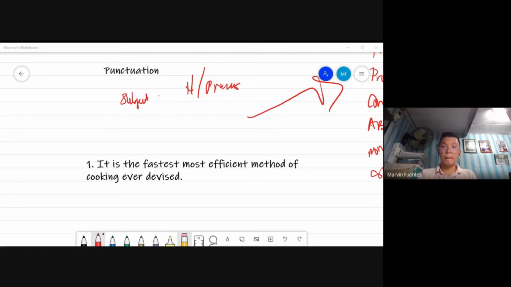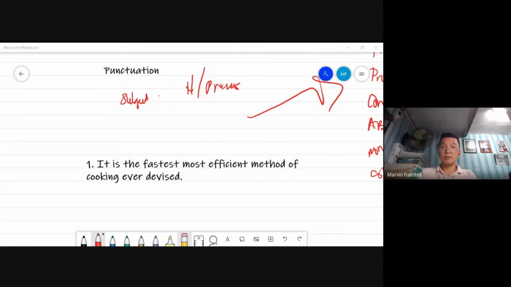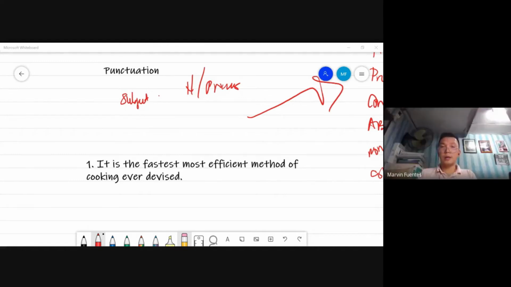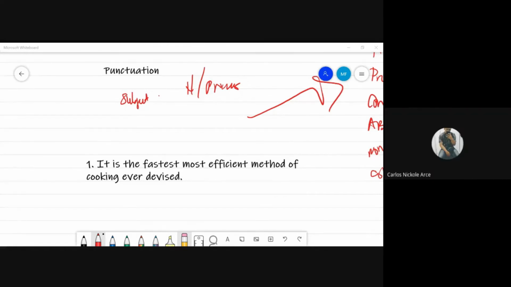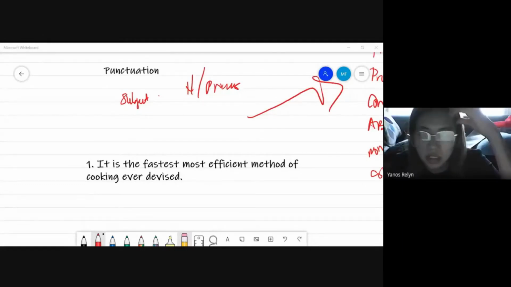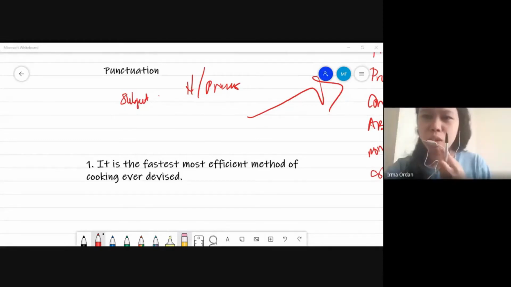Hello? Wala bang magsasagot? Carlos? Asan yung verb dyan? Okay. Yung fastest po, tsaka yung most efficient. Oh? Are you sure? Verb, it's either an action word, doer. Verb cooking. Huh? Yung fastest po, sir, yung verb.